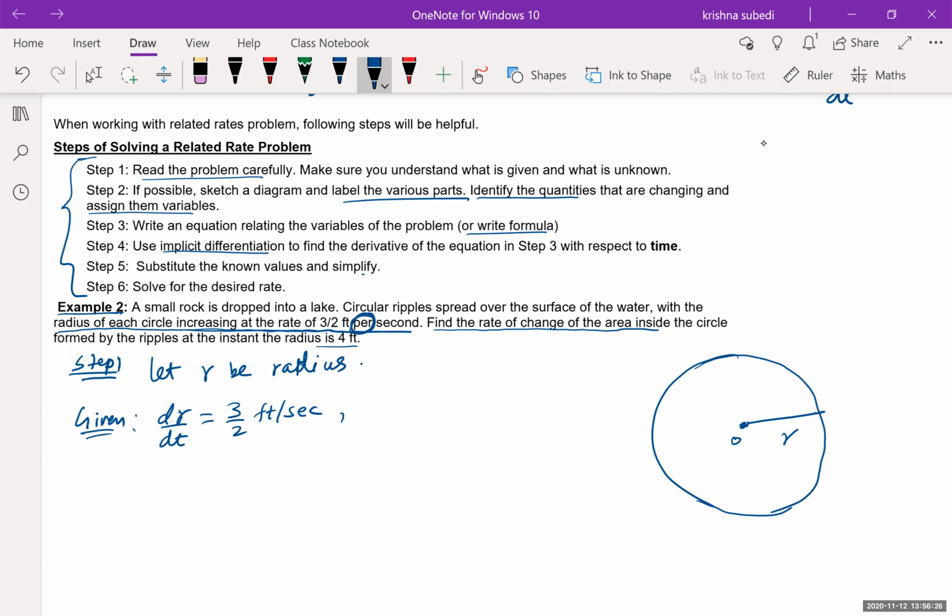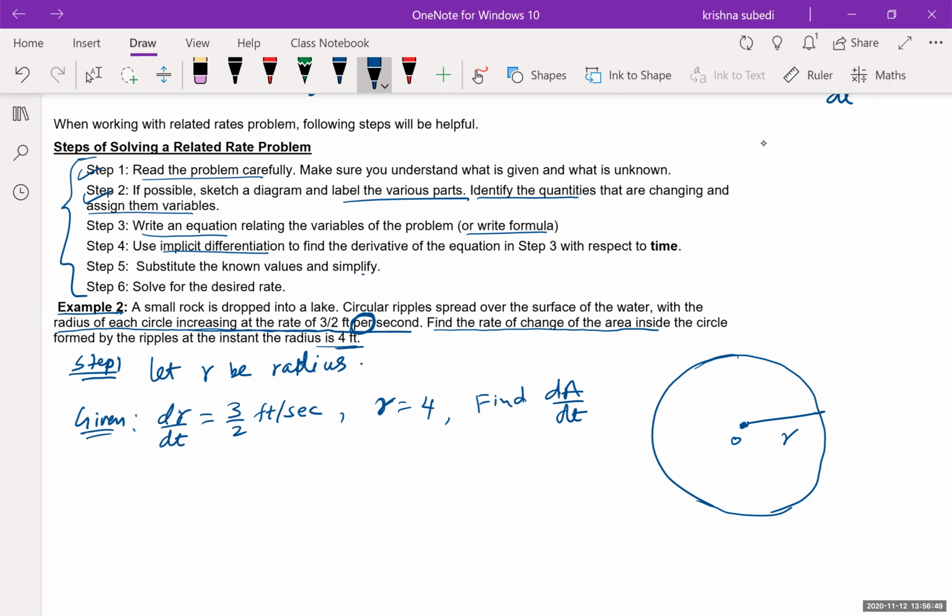And then another piece of information given is 4 feet. The radius r is 4 feet. So this is given. And what we need to find is the rate of change of the area. That means find dA over dt. That's what we want to find. All right, so step 1 and 2 are done.